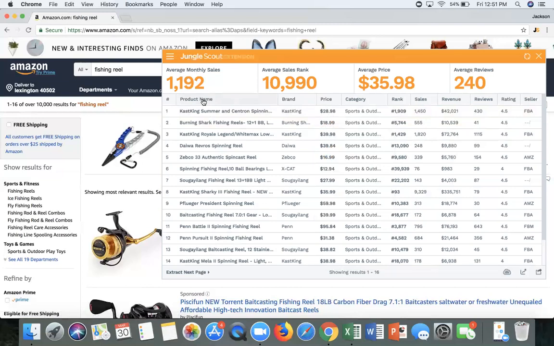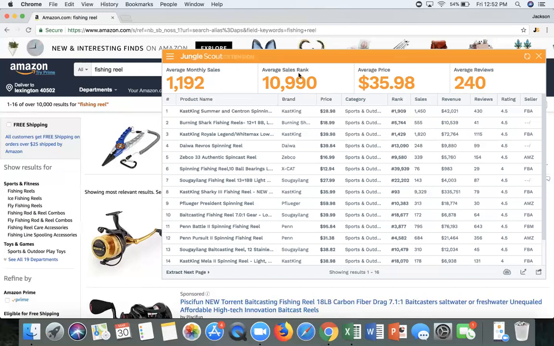Just to say it one more time. For instance, they're selling 1,200 average monthly sales. So if you just do 1,200 divided by about 30 days in a month, they're selling about 40 a day. That's outstanding. So that's how you read this first number and determine what you want. And like I said, you want at least 300 monthly sales.